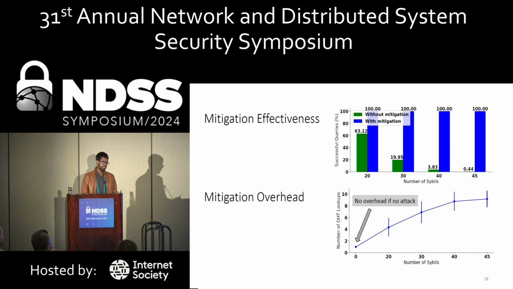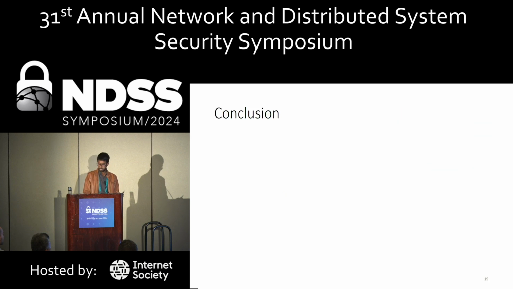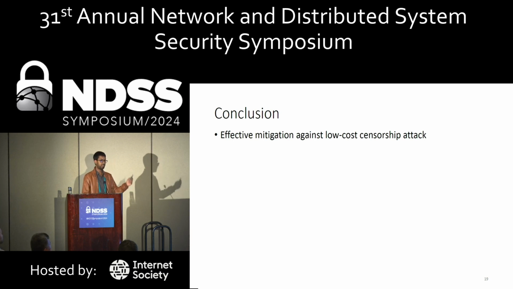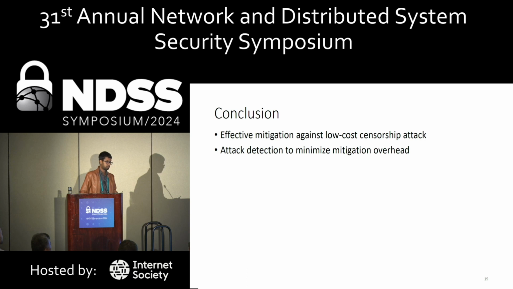And more importantly, because you can run the mitigation only if you detect the attack, you can avoid any overhead if there is no attack. Right, so with that, I'll conclude. What we show in this talk is that there's an effective mitigation strategy against a surprisingly low-cost censorship attack on IPFS. There's a detection mechanism and a mitigation mechanism that I showed you with very minimum overhead.